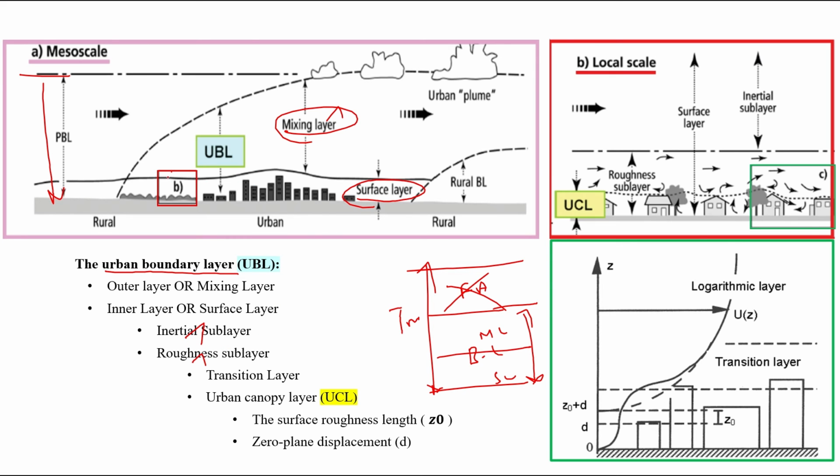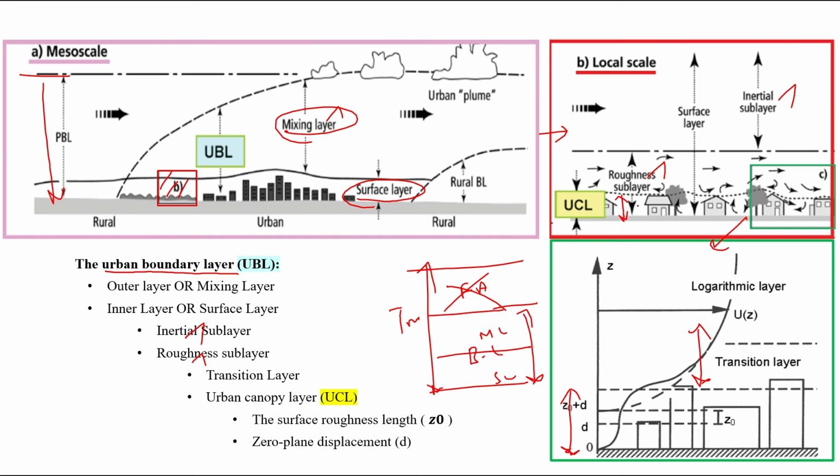You can see this small rectangular portion they have magnified here. This is the surface layer. The surface layer is further divided into the inertial sublayer and the roughness sublayer. Then if you zoom into this roughness sublayer, there will be a transition layer, and this portion is the urban canopy layer.